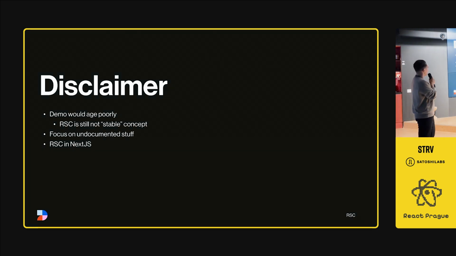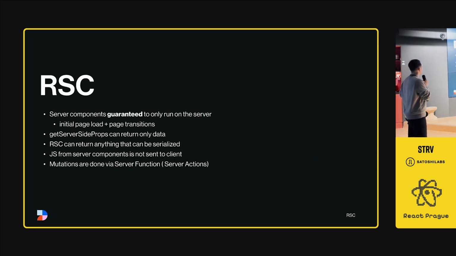So I'm gonna be focusing on the undocumented stuff within RSC, because you can read everything that is documented there. I'm just trying to pass on all the experiences we had with RSC and all its quirks and the bad parts. And again, I'm talking about RSC in Next.js.